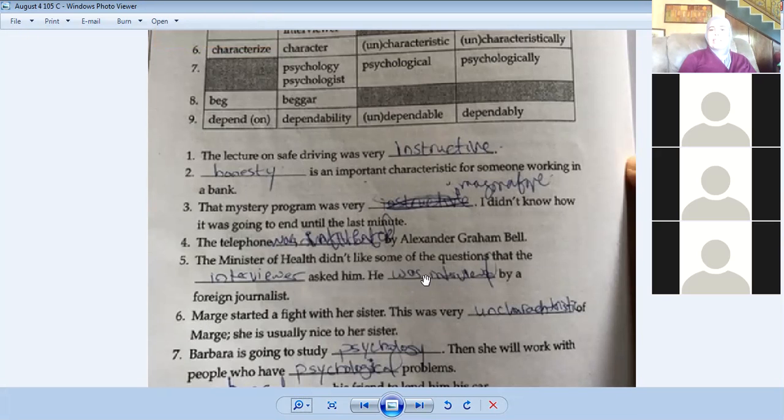So again, guys, this is a passive sentence. Okay, so he means the Minister of Health. What about him? Was interviewed. So this is a passive sentence. Again, by whom? A foreign journalist. Okay?